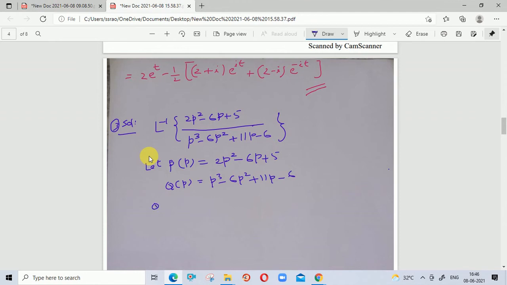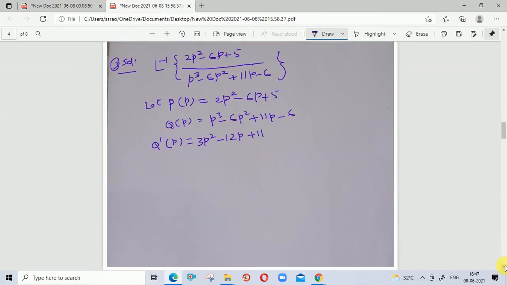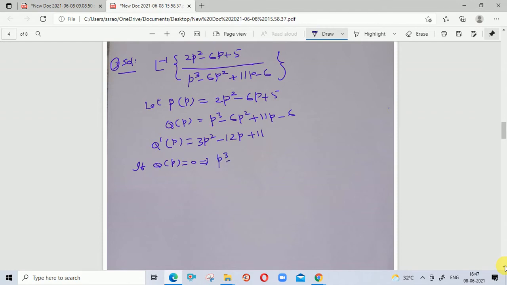Now what happens: 3p square minus 12p plus 11. Okay. Now we have to find the zeros of q of p. So if q of p is equal to 0, that implies q of p, that is p cubed minus 6p square plus 11p minus 6 is equal to 0.